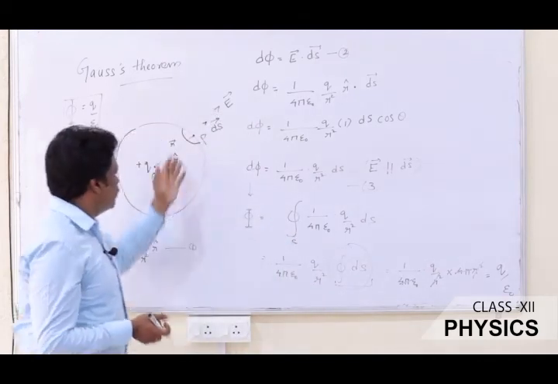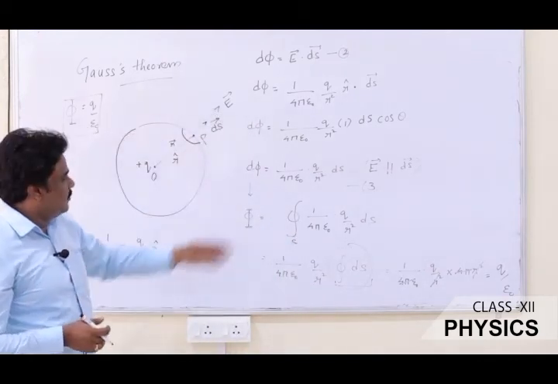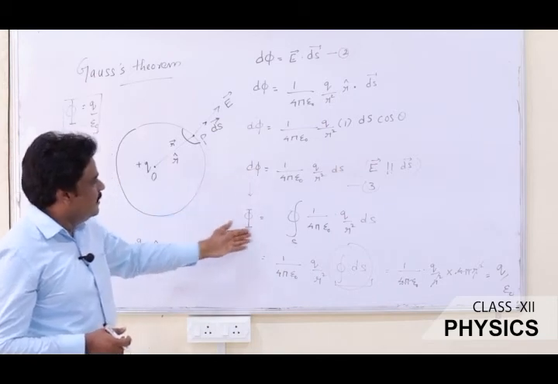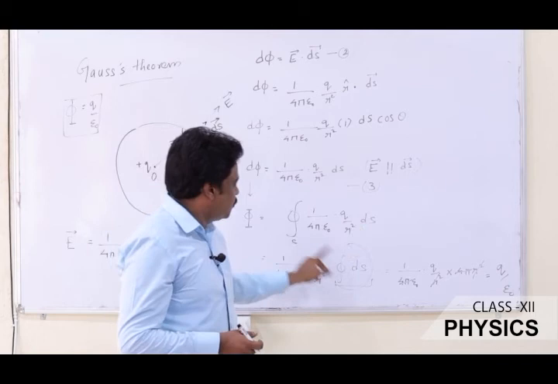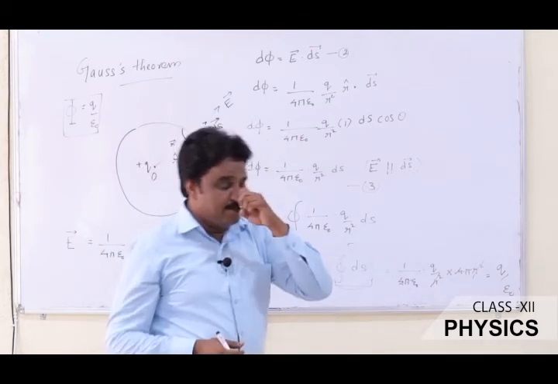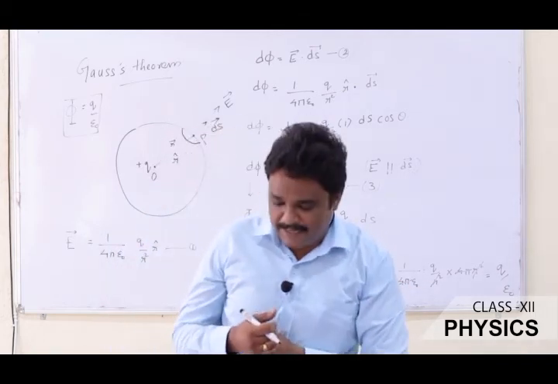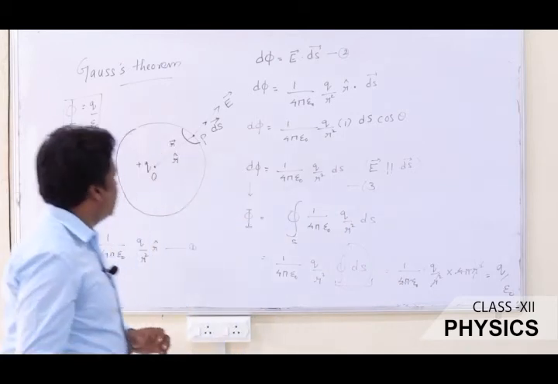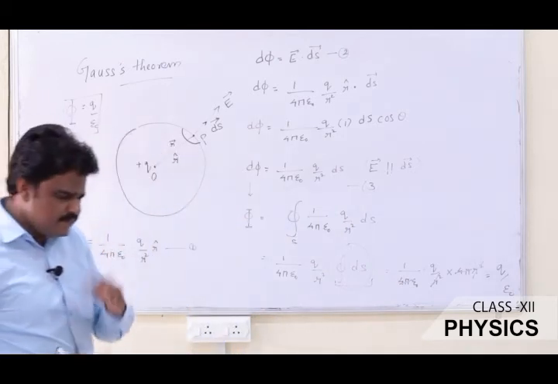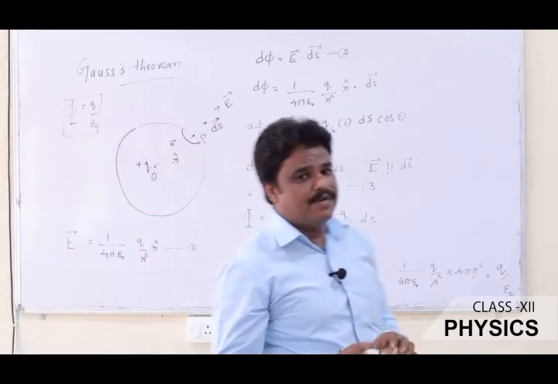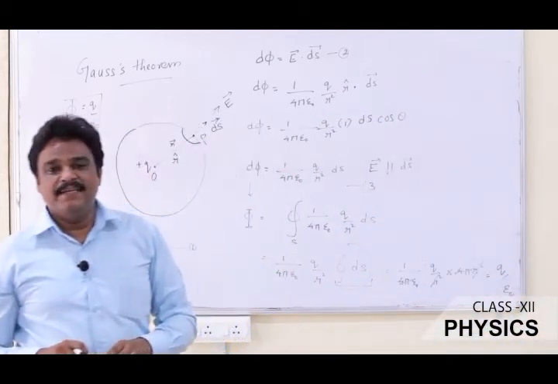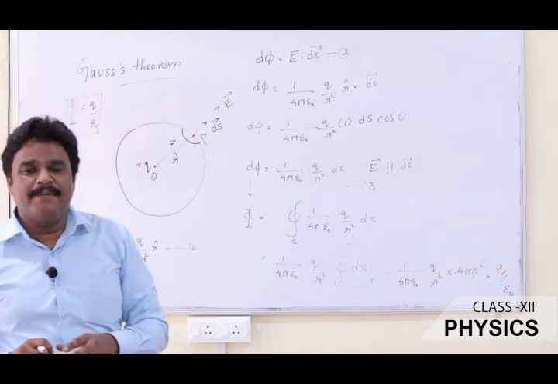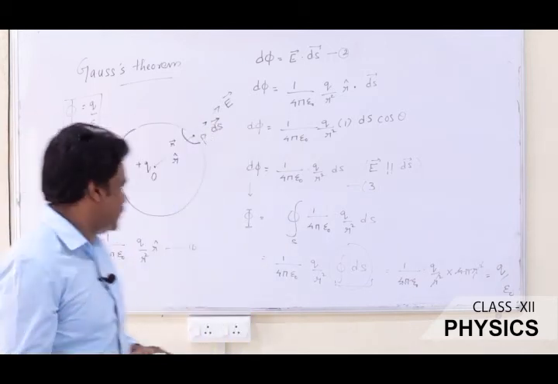But my aim is to get the total flux through the sphere. So I am going to integrate it. d phi becomes phi, a surface integration over the entire sphere. The integral of ds comes to be 4 pi r square. After simplification, phi comes to be q by epsilon naught. And this is the proof of Gauss theorem. In fact, Gauss theorem can be proved for any surface. For simplicity, we assume it to be a sphere, but it can be proved for any surface.